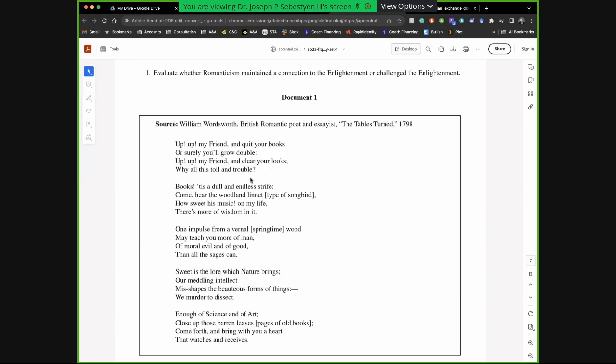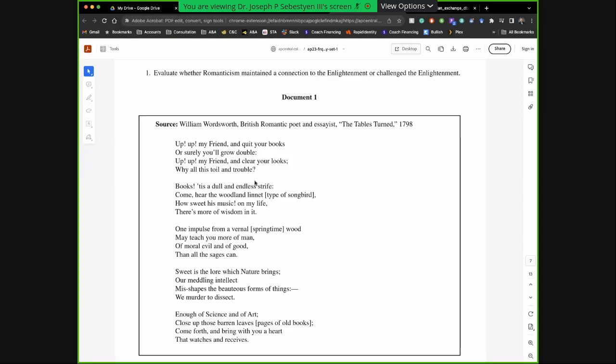There's more of wisdom in it. One impulse from a vernal springtime wood may teach you more of man, of moral evil and of good, than all the sages can. Sweet is the lore which nature brings; our meddling intellect misshapes the beauteous forms of things; we murder to dissect. Enough of science and of art; close up these barren leaves; come forth, and bring with you a heart that watches and receives.